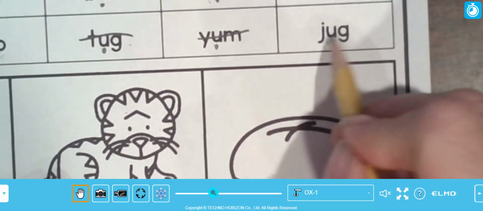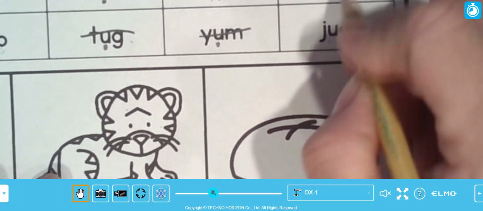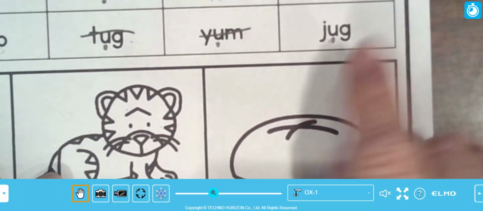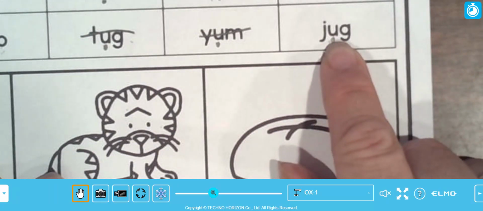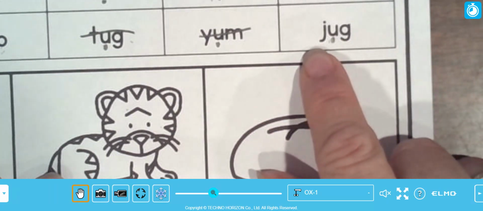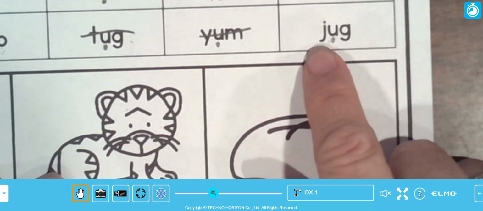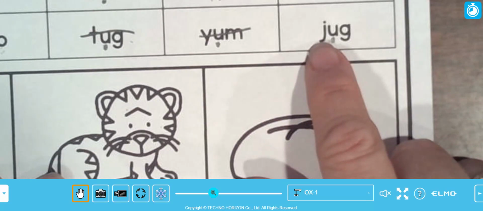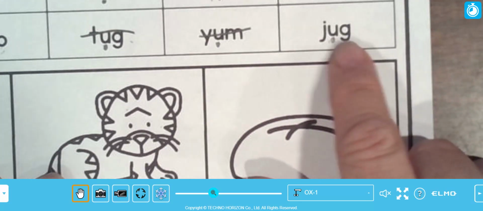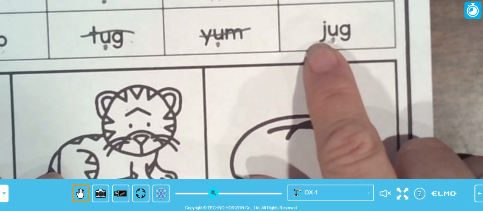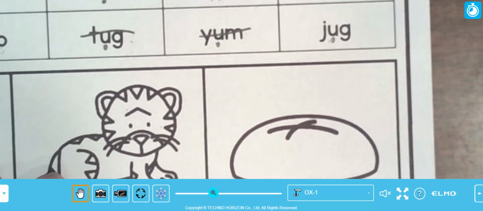Okay, last one. That U has a sound. Okay, and the J has a J, and the G has a G. So let's read it. Ready? Begin. J, ug. What's the word? Jug, right? Jug. Let's see if you remember what a jug is.